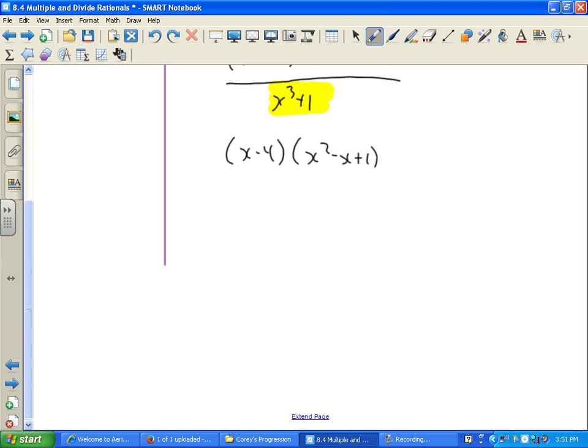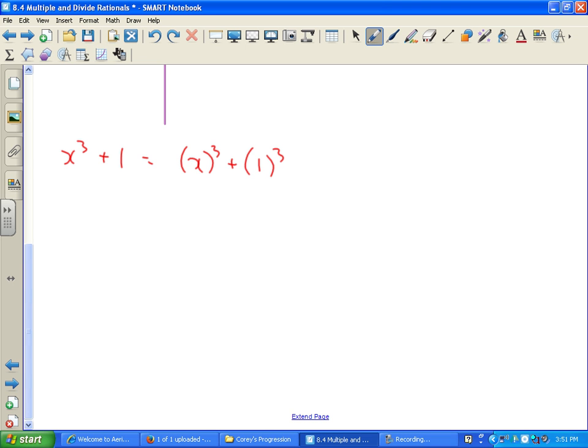To factor the sum of cubes, a review, that's x cubed plus 1. We write it as perfect cubes: x cubed plus 1 cubed. And x plus 1 cubed, we know that our first factor will be a linear or a binomial factor. It will be x plus 1.